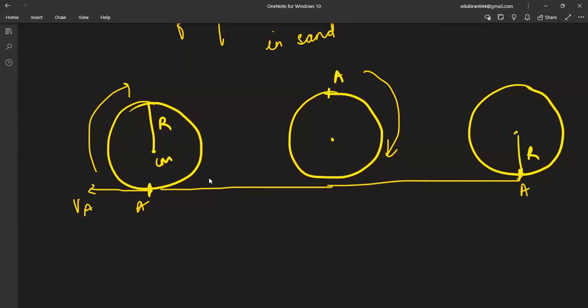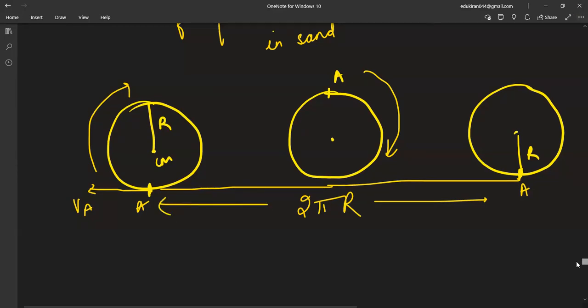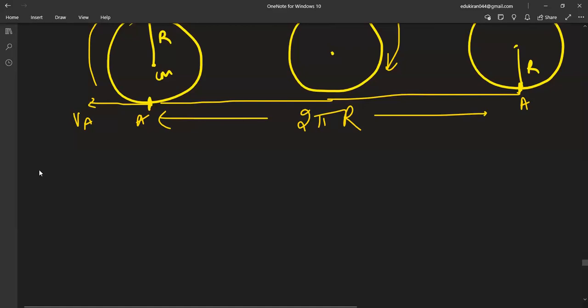So how much is this separation if this is a case of pure rolling? This is exactly equal to 2 pi r here. If this is equal to 2 pi r, then only this is the case of pure rolling. Otherwise, you can also identify which component is more.